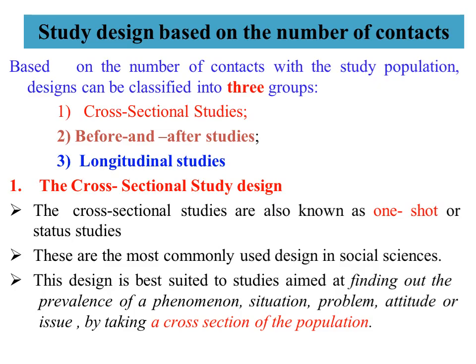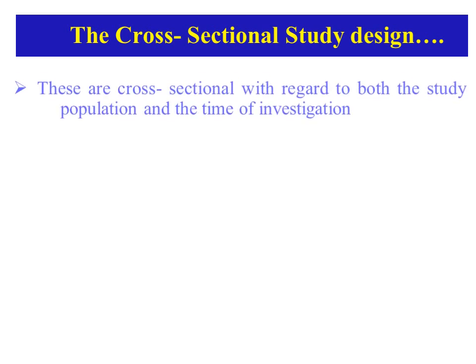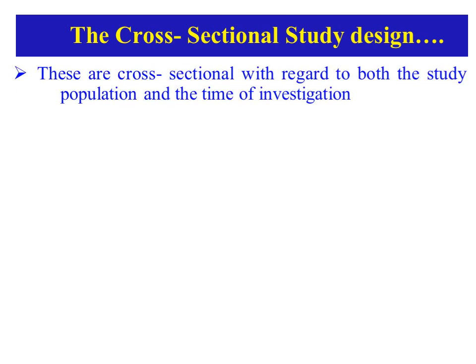These are the most commonly used design in social science. This design is best suited to studies aimed at finding out the prevalence of a phenomenon, situation, problem, attitude, or issue by taking a cross-section of the population. These are cross-sectional with regard to both the study population and the time of the investigation.